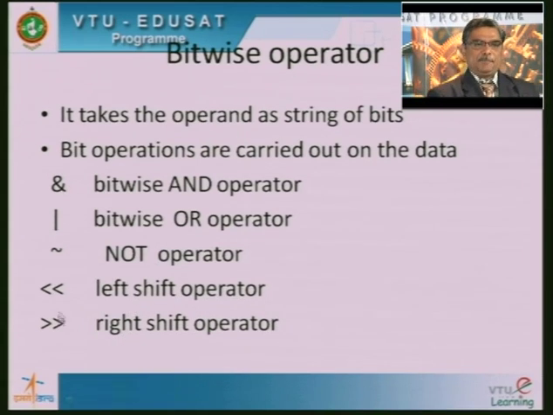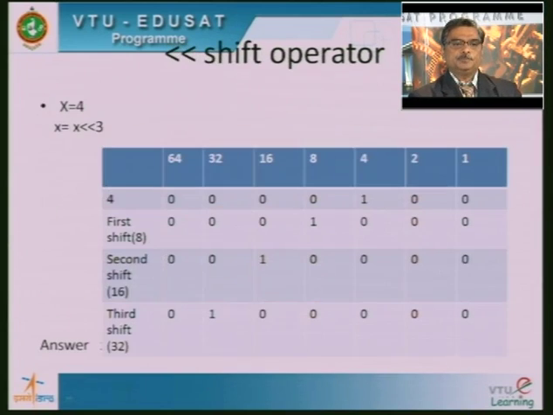So using this operator, you can develop interesting output which is required in our programming. Let us understand with a small example how this operator can be used. One is the shift operator, the double less-than symbol. How does it work? Let us take one variable, x equal to 4.